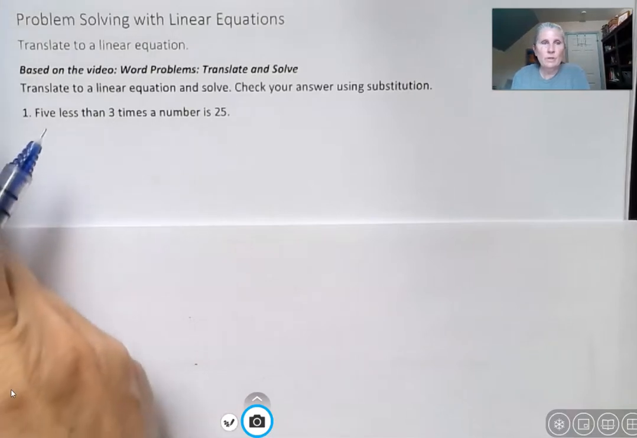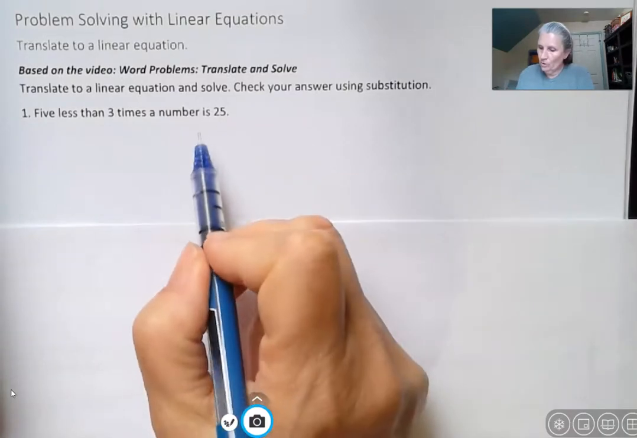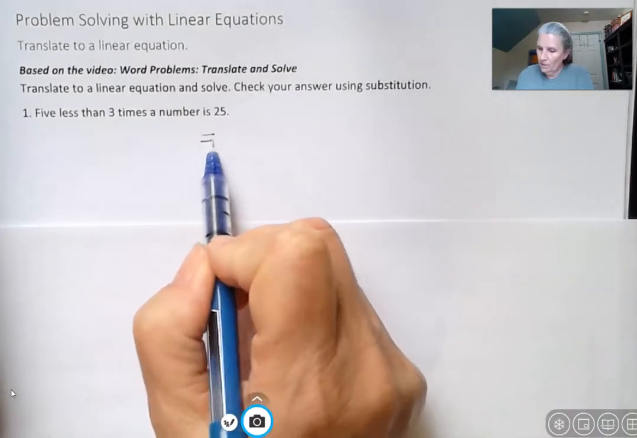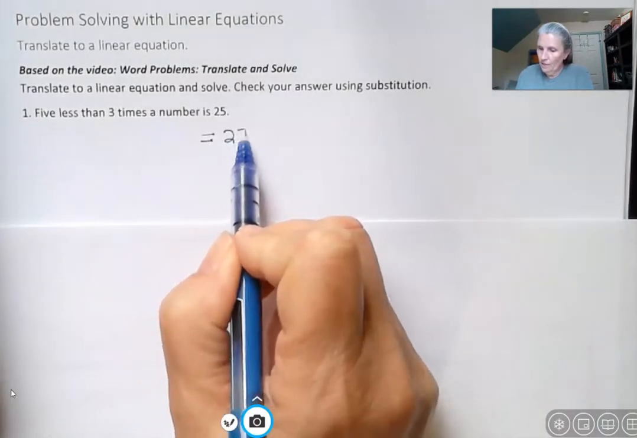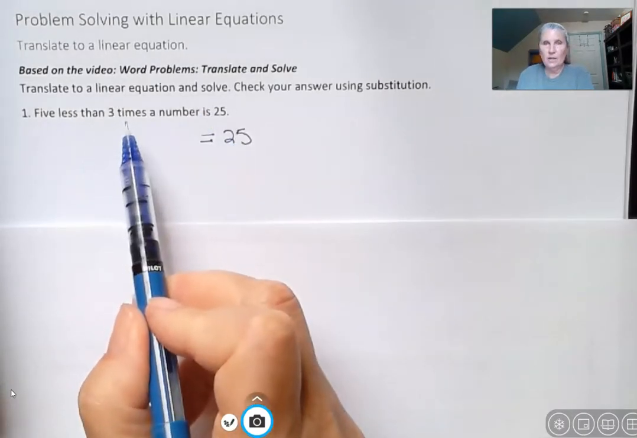So in the first one I have, 5 less than 3 times a number is 25. Where you see the "is" is your equal sign. So when I work this problem, I'm going to think of my equal sign here, and then I have 25 on the right, and on the left I have 5 less than 3 times a number.